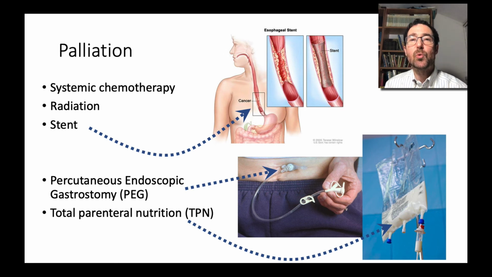Often the surgeons will request from us not to put in a PEG because it makes their operation more complicated later on. So for patients undergoing a preoperative chemoradiation, we often prefer to give them TPN in order not to make the surgeon's life more complicated.